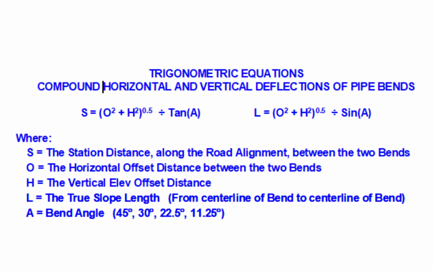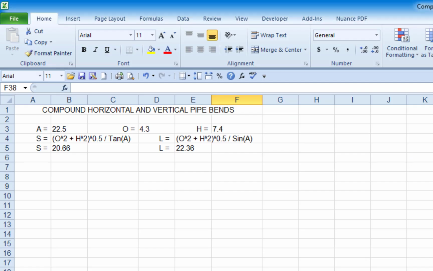The trigonometric equations associated with the compound horizontal and vertical deflections of pipe bends are shown. An Excel spreadsheet is shown of the computation for the two 22.5 degree bends having an offset distance O of 4.3 feet and the height distance H of 7.4 feet. The computed station distance S is 20.7 feet and the computed length L is 22.4 feet, which is the length between the centerline PIs of the two bends.